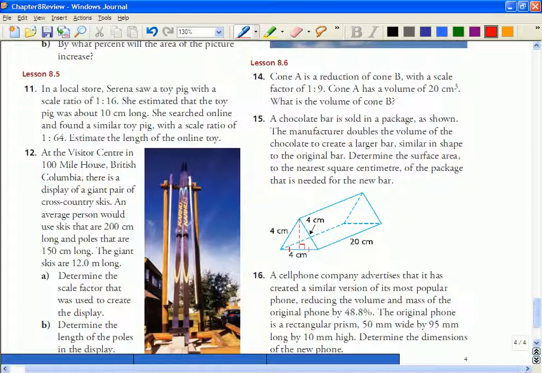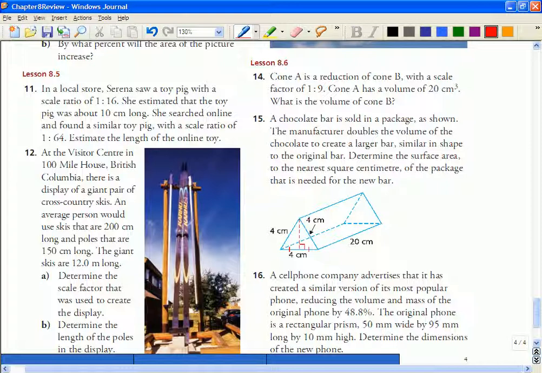Serena sees a toy pig with a scale ratio of 1 to 16. She estimates the toy was about 10 centimeters long. And found a similar toy pig with a scale ratio of 1 to 64. Estimate the length of the online one. Okay, so think about how you could maybe answer this question, and I'll pause it here and we'll recap together.